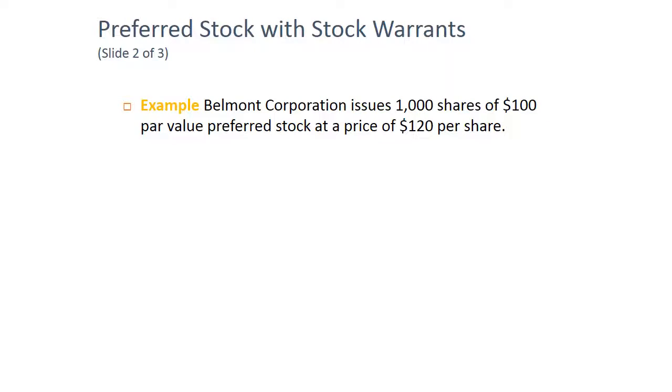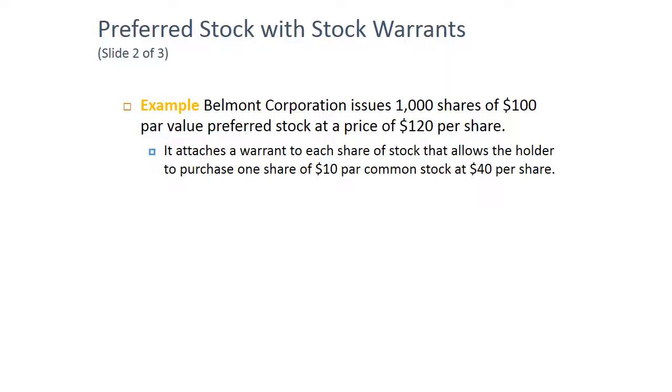So how do we account for this? Well, let's take a look at an example. Belmont Corporation issues 1,000 shares of $100 par value preferred stock at a price of $120. We've seen this. We would debit, okay, let's keep going. It attaches a warrant to each share of stock that allows the holder to purchase 1 share of $10 par common stock at $40 a share.